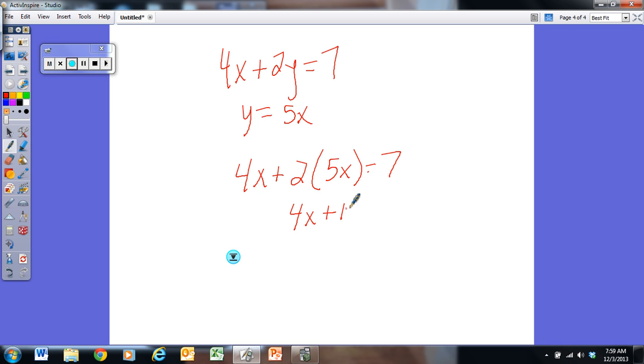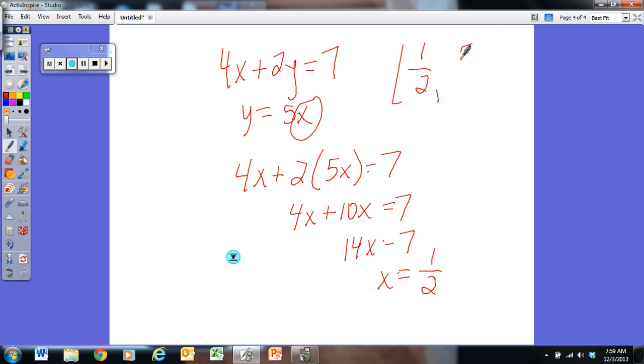4x plus 10x equals 7. 14x equals 7. X equals 1/2. And then don't forget to go back and solve for y, but I can just put my x right there and y equals 5/2. 1/2 comma 5/2. System of equations. There you go.